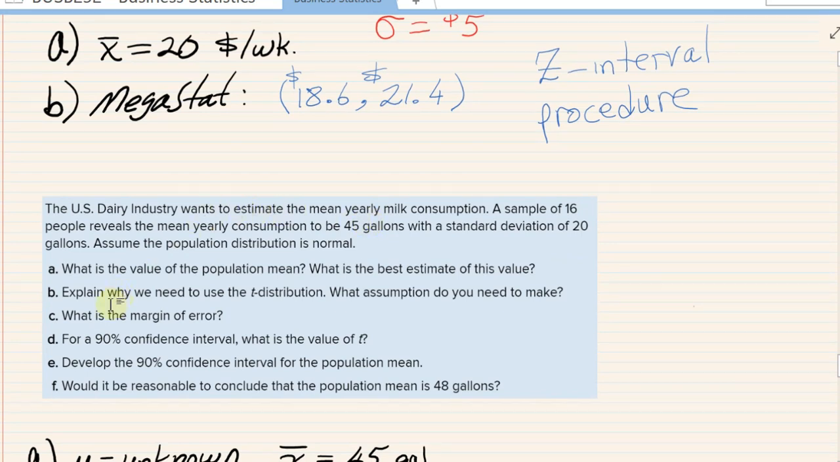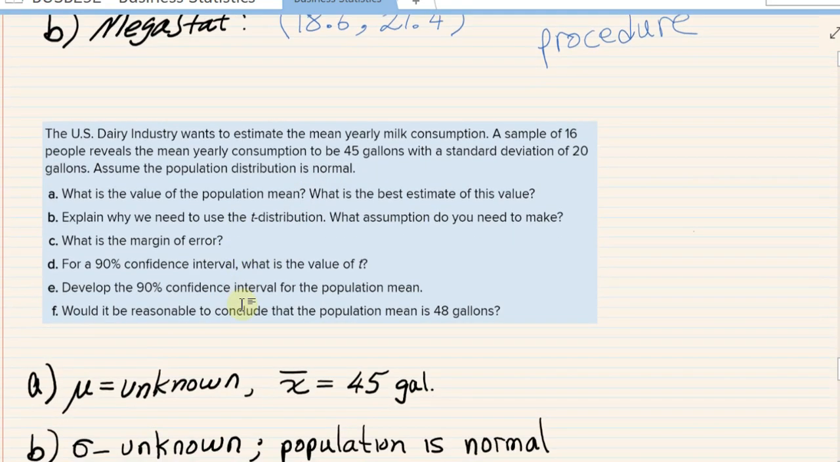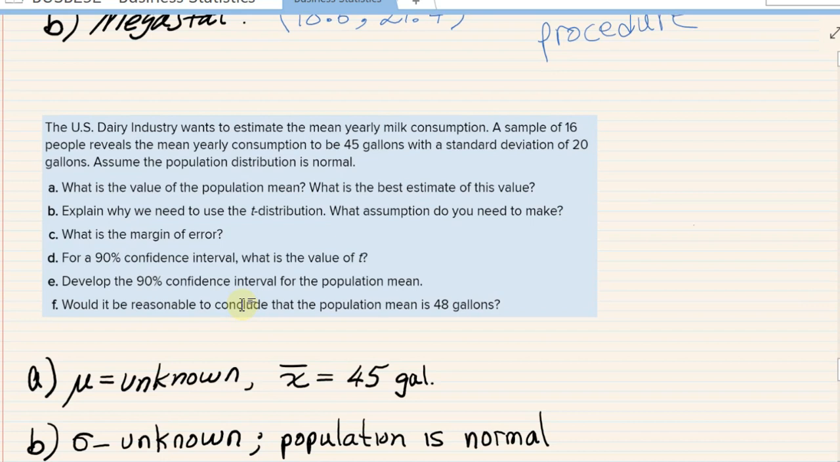So in part B, explain why we need to use t. It's because sigma is unknown. If sigma is unknown, we use a t distribution. What assumption do you need to make? Again, the assumption is normality, which we have here. Assume the population distribution is normal and sigma is unknown. And both of those together give us a t interval procedure.